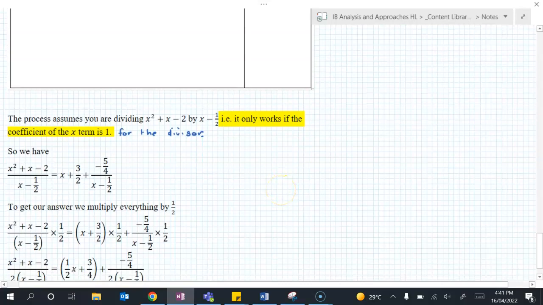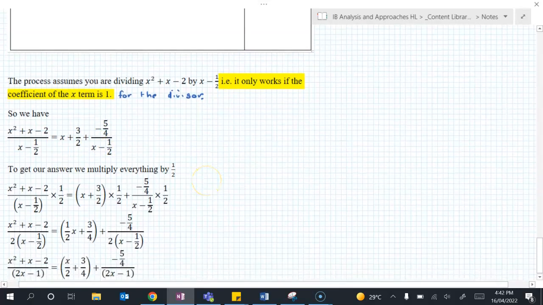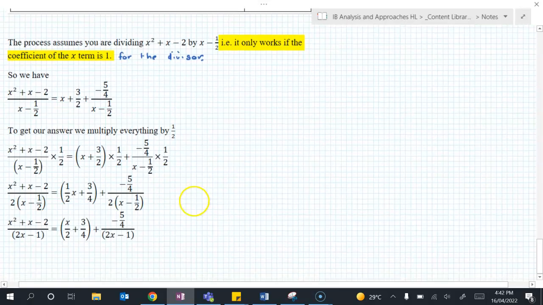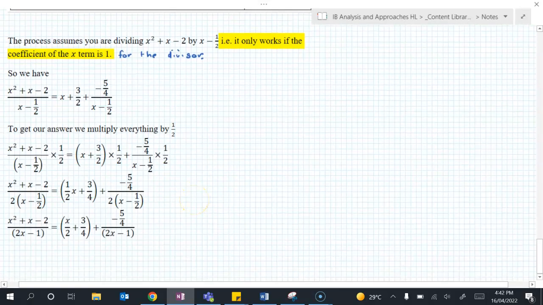So when we come out with our result, we're actually doing x squared plus x take 2 divided by x minus 1/2, and that is equal to x plus 3 on 2 plus minus 5 on 4 all over x take 1/2. So we didn't want that though. We wanted x squared plus x take 2 divided by 2x take 1. And so we have to multiply everything by 1/2, because when I multiply x take 1/2 by 2, I will get 2x take 1.